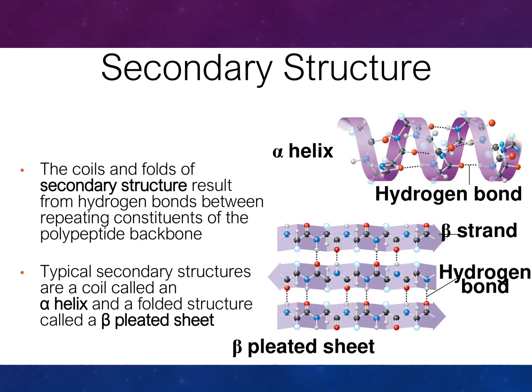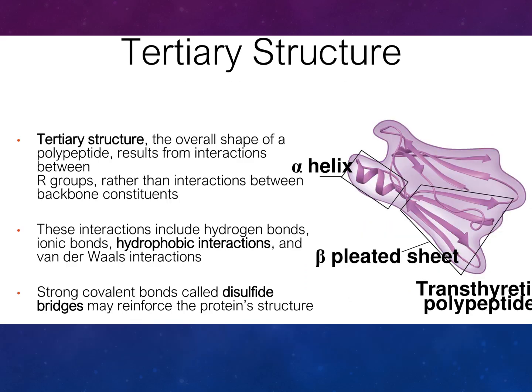With regards to secondary structure, the coils and folds of secondary structure result from hydrogen bonds between repeating constituents of a polypeptide backbone. These typically form an alpha helix and a folded beta structure, the beta pleated sheet. Tertiary structure is the overall shape of a polypeptide, which results from interactions between R groups rather than interactions between backbone constituents. These interactions result in hydrogen bonds, ionic bonds, hydrophobic interactions, and van der Waals interactions. Strong covalent bonds called disulfide bridges may reinforce the protein structure.